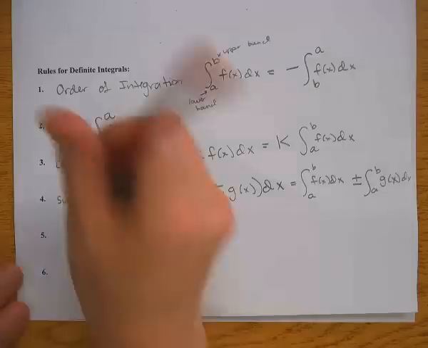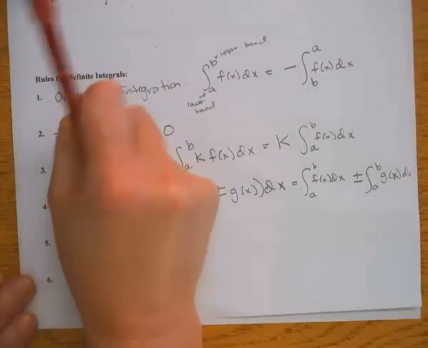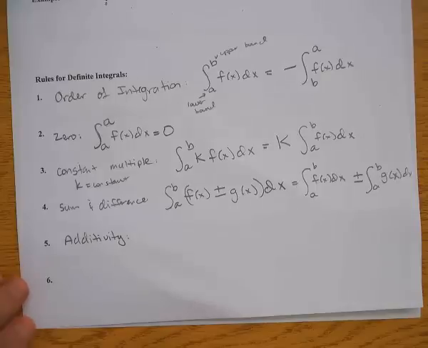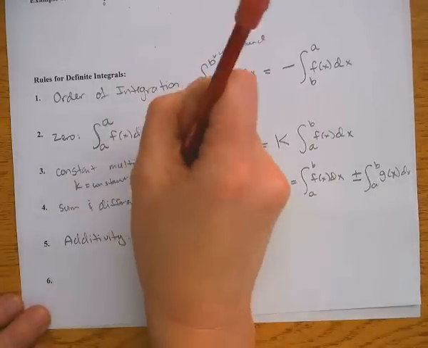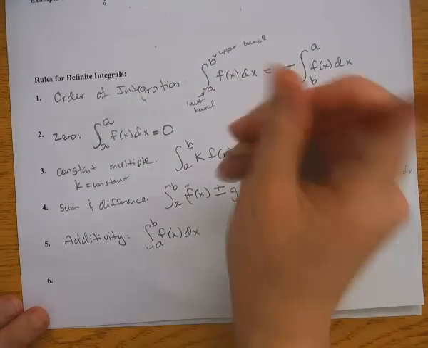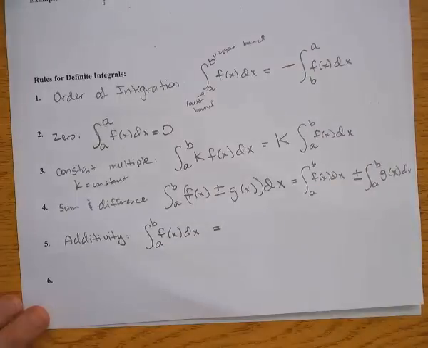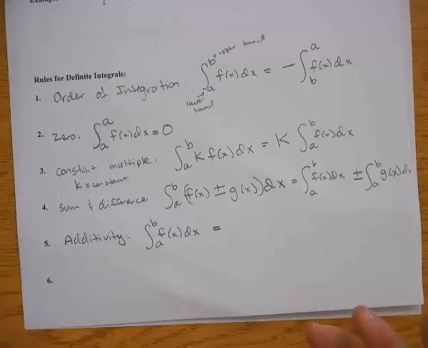Okay, and then this next property is called additivity. It's kind of a fancy name for a really basic idea. But pretty much how it works is, let's say you're trying to find the area between a and b of a function. Well, let's say it's kind of hard to do because it's split up by a point of discontinuity, or maybe it crosses the x-axis at a certain point. So sometimes we need to split it up, and that's fine.